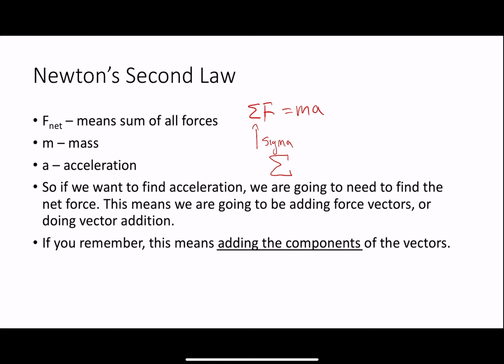Because I say F net equals ma, but when I write it like that, m is mass, a is acceleration. And so if you remember, F is a vector. So it means we're going to have to add forces together. If we have the sum of the forces, it means we're going to have to add vectors, and that's going to be the complicated part for today.